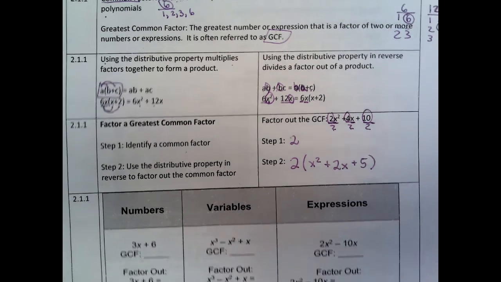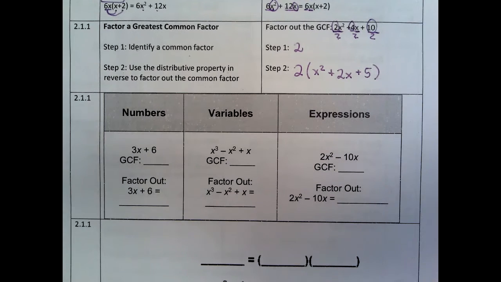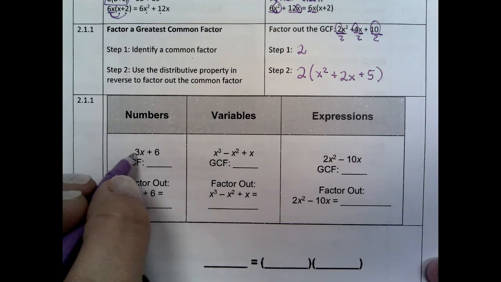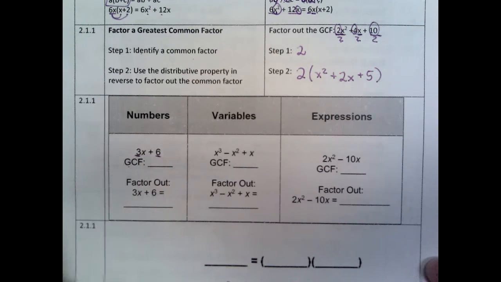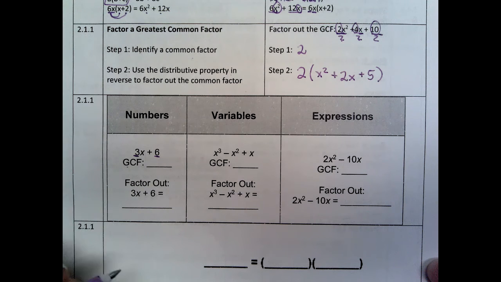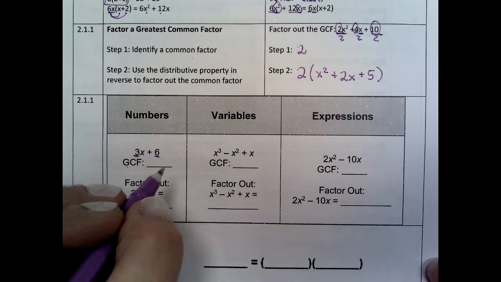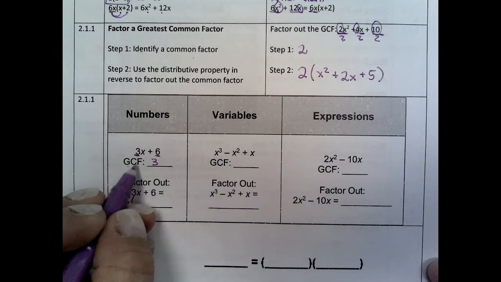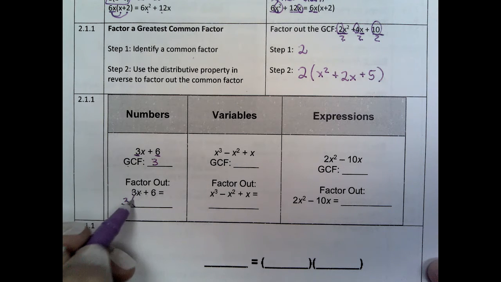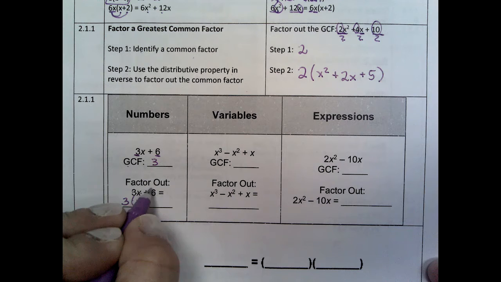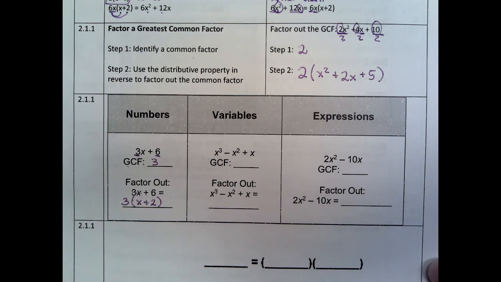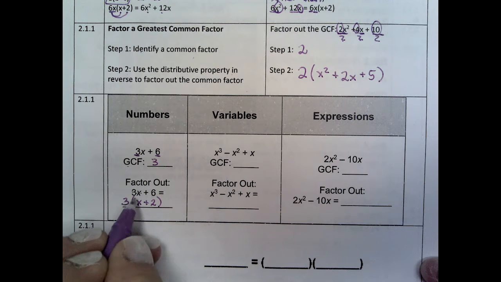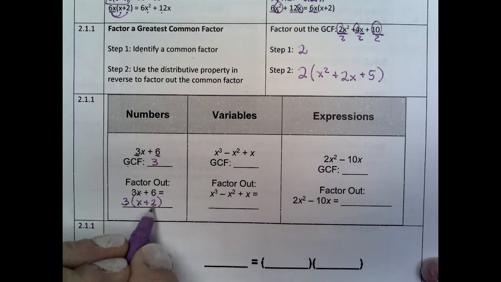Okay, so let's actually take a look at some of these. The first one, in terms of numbers, the greatest common factor. Here these have a 3x and a 6. So my greatest common factor is going to be a 3. When I factor that out, 3x divided by 3 is just x, and 6 divided by 3 is 2. And if I were to multiply this 3 back in, I would get 3 times x, which would be 3x, and 3 times 2, which would be 6.